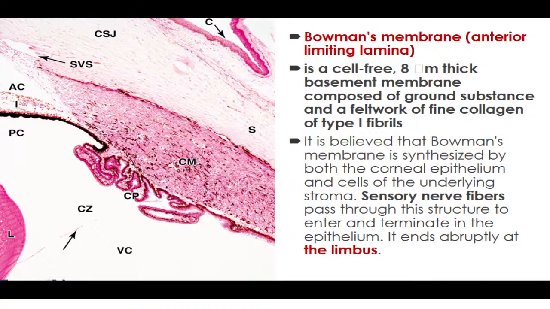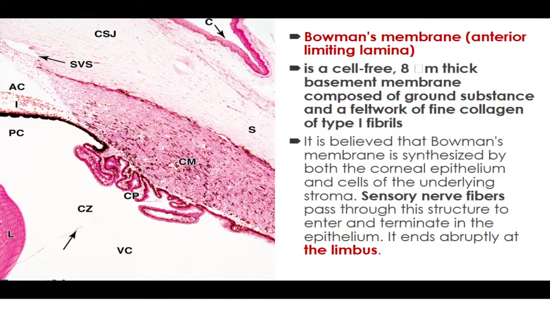It is believed that Bowman's membrane is synthesized by both the corneal epithelium and the cells of the underlying stroma, or cornea proper. The sensory nerve fibers pass through this structure to enter and terminate in the epithelium. What does it mean? It means that in Bowman's membrane there are some neuronal sensory fibers, but the main ones are located in the limbus again.